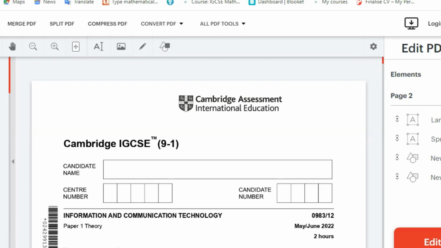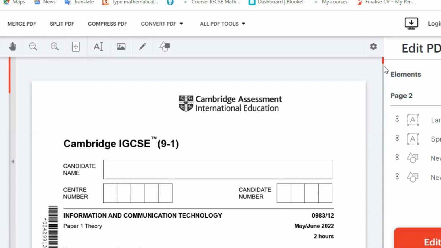So today we are going to look at the May-June 2022 Past Year Question. Alright, and we are going to start with paper 1 theory. Are you ready? Alright, if you are ready, I'm ready. Let's get started.